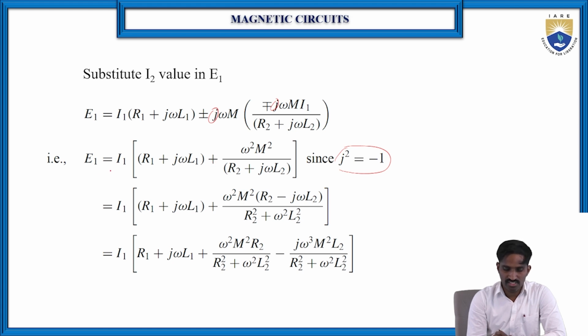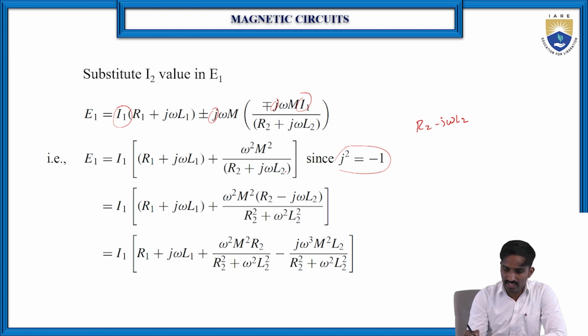Then E1 is equal to, if you take I1 as a common, because in this term I1 is there and here I1 is there, then this equation will become I1 into R1 plus j omega L1 plus omega square M square by R2 plus j omega L2. Just for simplifying this equation, I am multiplying the numerator and denominator by the term R2 minus j omega L2.